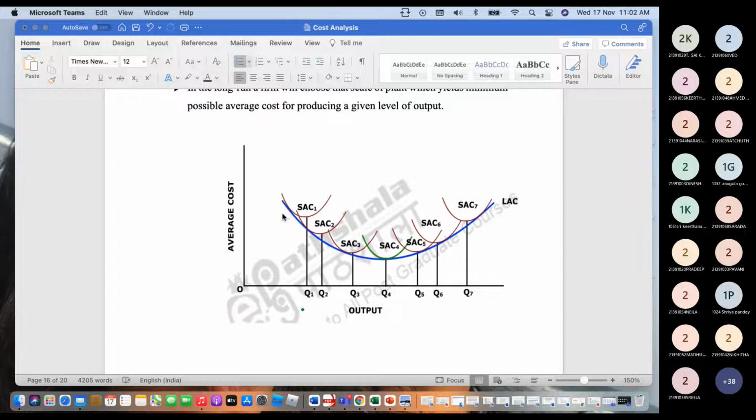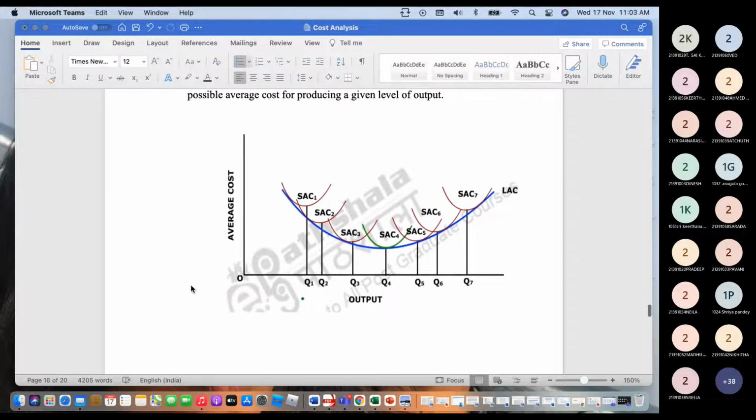If you see the cursor here, students, this is an SAC curve touching the downward sloping part of the LAC curve. And this SAC curve is touching the upward sloping part of the LAC curve. But if you see the green SAC curve, it is touching the point that is the minimum of SAC4 and the minimum of LAC also.